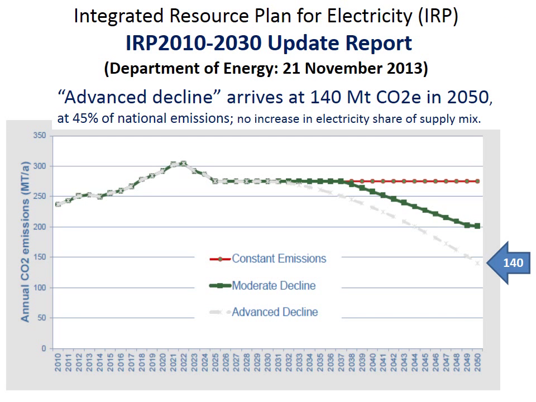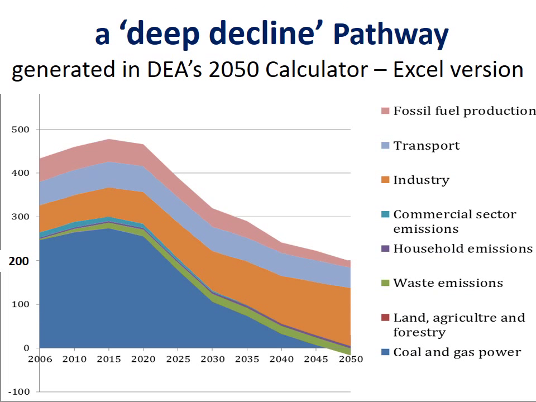In November 2013, the Department of Energy published for comment an Integrated Resource Plan, or IRP, update report. This modelled an electricity supply pathway with emissions declining to 140 megatons in 2050, though this has not been approved as a policy document. The emissions graphs in the Excel version of the 2050 pathway calculator provide a detailed sectoral breakdown of emissions, here showing total decarbonisation of the power sector with some negative emissions from carbon capture and storage being applied to liquid fuel supply emissions.